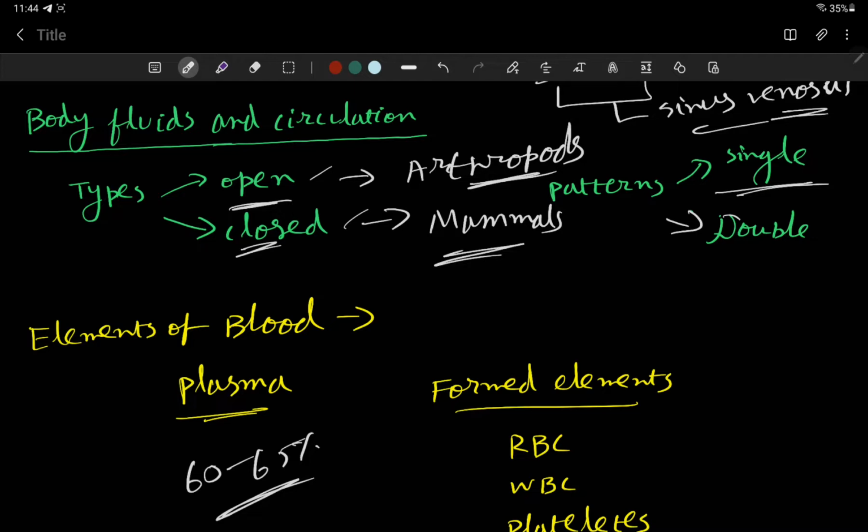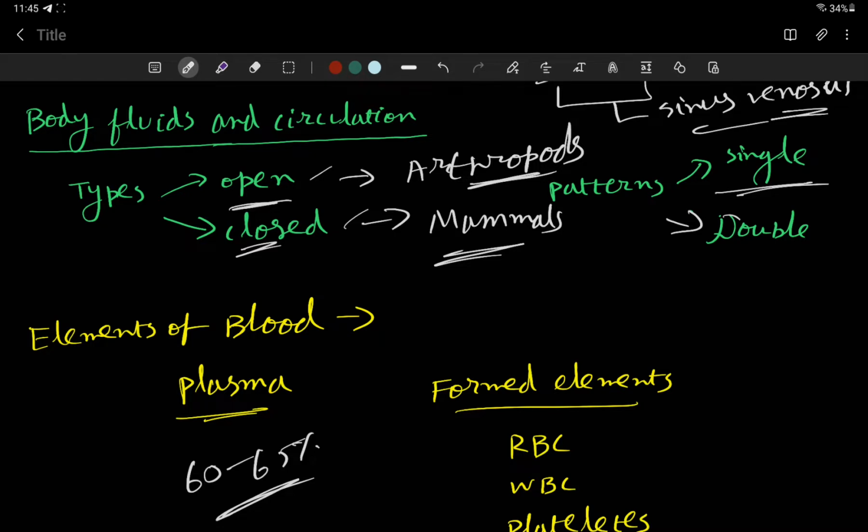But when we look at double circulation, there are mainly 3 to 4 chambers present in the heart. There are two atriums and two ventricles in the body of a human or in mammals. What are the differences? The two atriums collect O2 and CO2 blood at the same time. That means O2 blood as well as CO2 blood enters the right atrium and the left atrium at the same time. That's why our circulation type is double circulation.